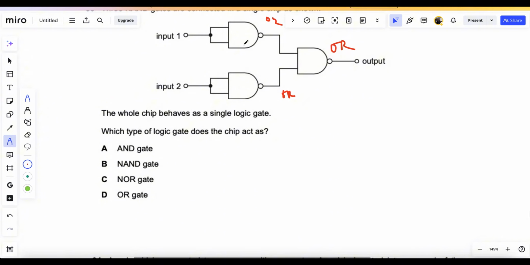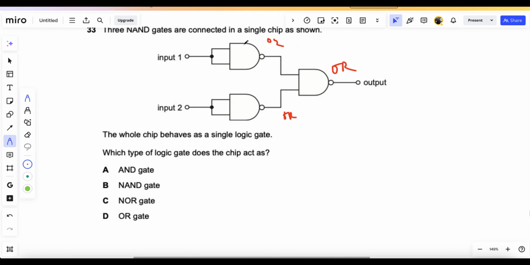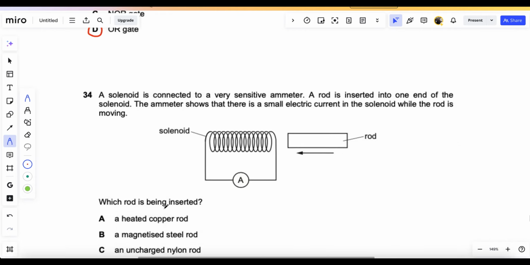AND gate: this and this must be on in order for the bulb to light. Switch 1 and switch 2 must be on in order for the bulb to work. That's AND gate. But OR gate means this or this. Either you switch on this switch or you switch on this switch, the light will come on. So NAND is the opposite of AND, and the opposite of AND becomes OR gate. So it results to an OR gate without solving anything. Okay, now we go to question 34.